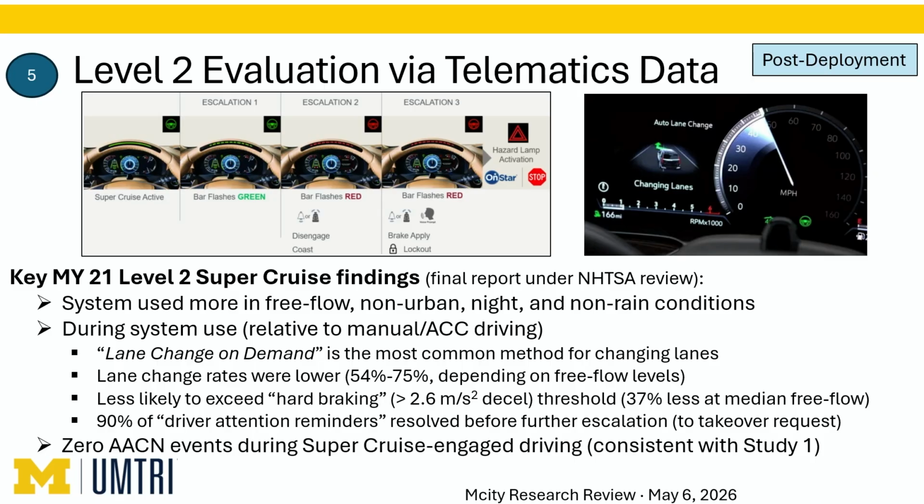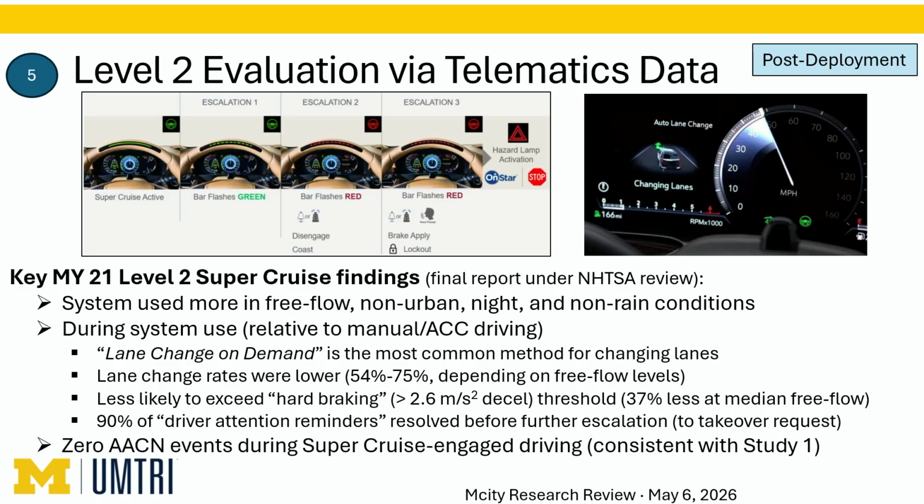So the system is kind of doing its thing, and people let it sit behind another vehicle, as opposed to when they're engaging in manual driving, they're making more lane changes, which is probably a risk reduction feature. They are less likely to exceed a hard braking threshold, so there's less extreme braking.